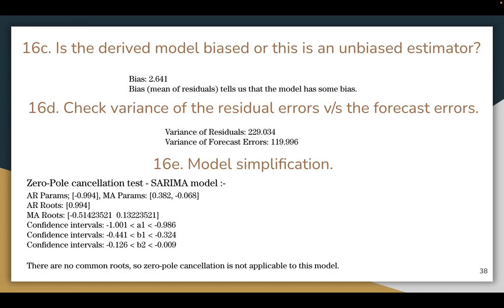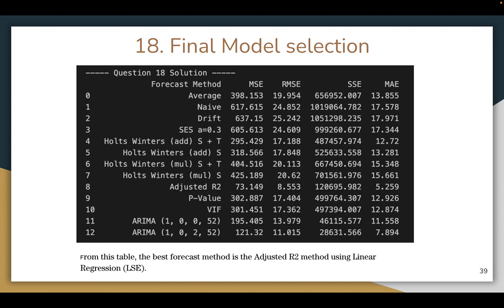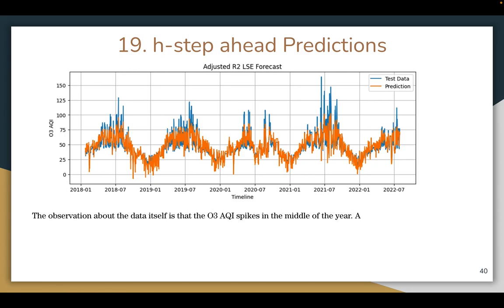Let's check if we can make use of model simplification, but looking at the values, I can say that there are no common roots, so we cannot apply this to this model. Now let's check the performance comparison of all the models that we have seen so far on this data set, and from the table I can see that the adjusted R-square method is the best forecast method using linear regression.